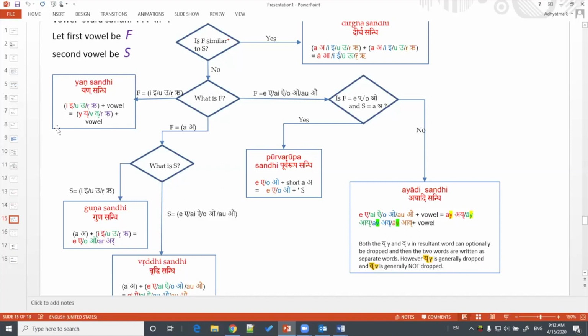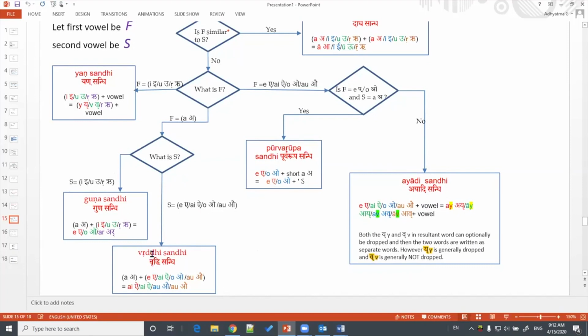Okay. And then here, guna sandhi. If the first vowel is akara, what is the second vowel? If the second vowel is ikara, ukara, rukara, then it's a guna sandhi. If the second vowel is ekara, aikara, okara, or aukara, then it is vruddhi sandhi.